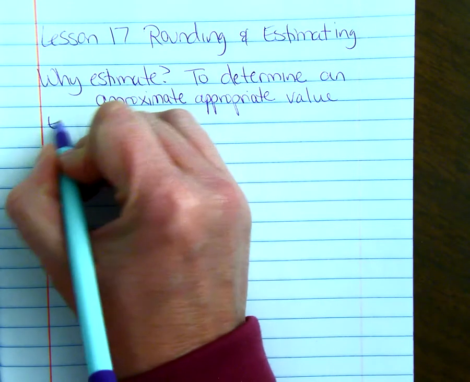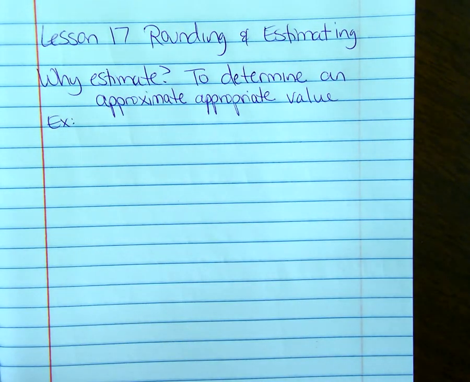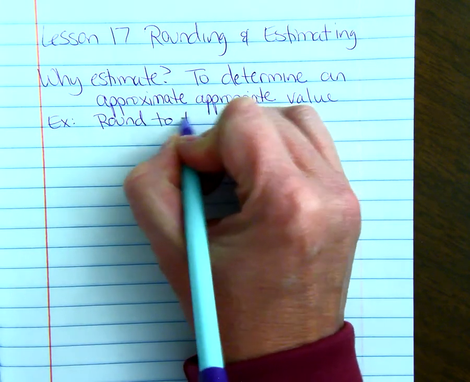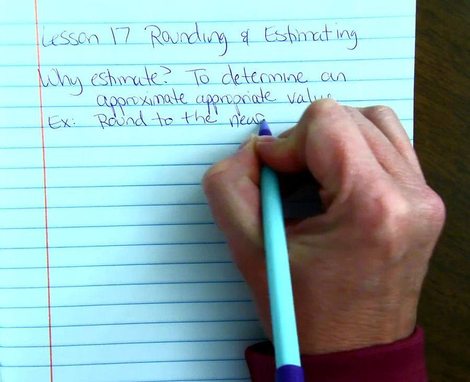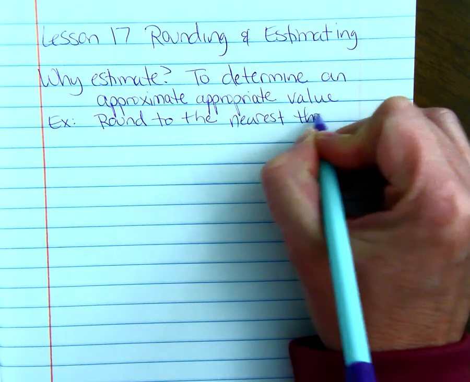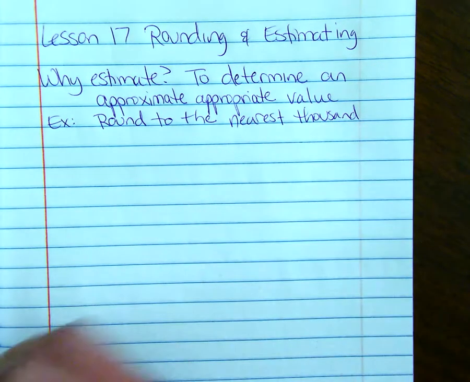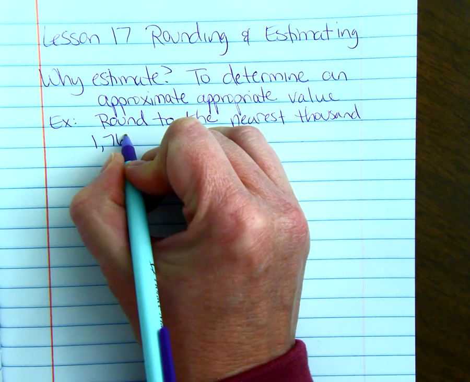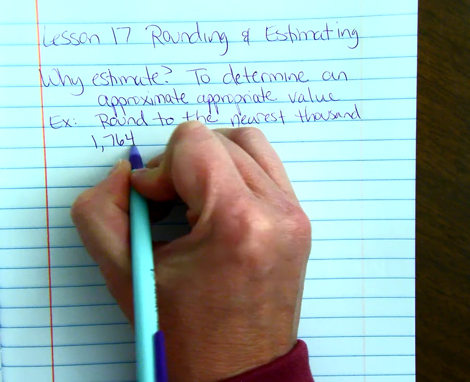So let's do an example on rounding. Round to the nearest 1,000. So we have 1,764,001,251.